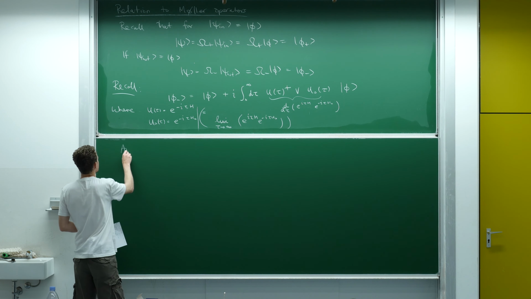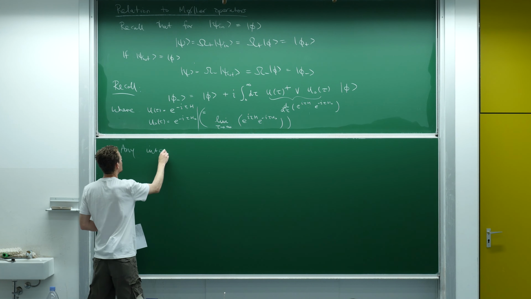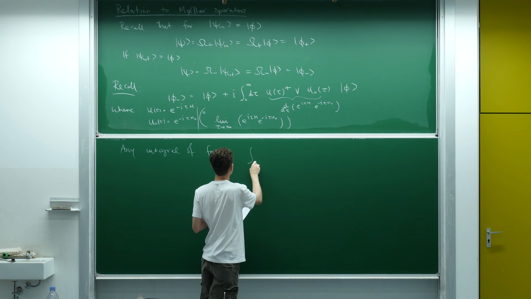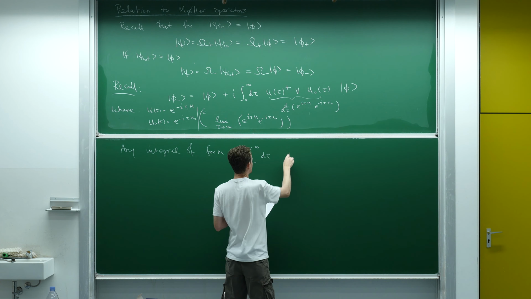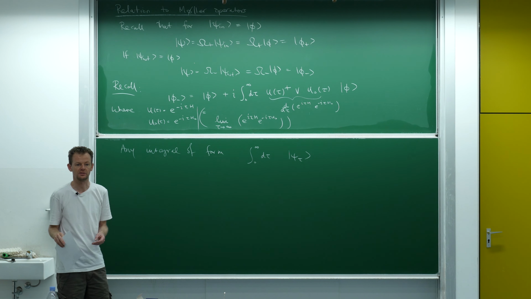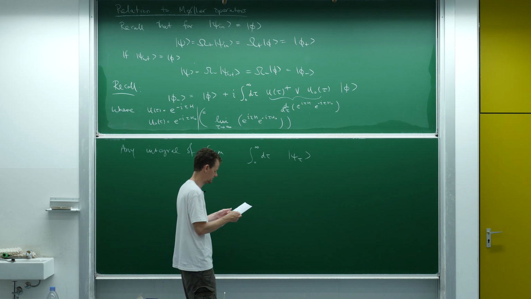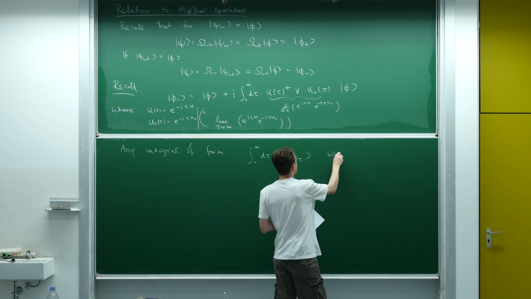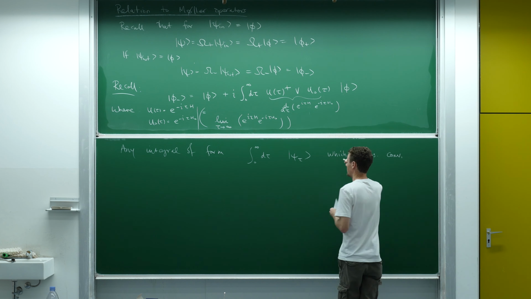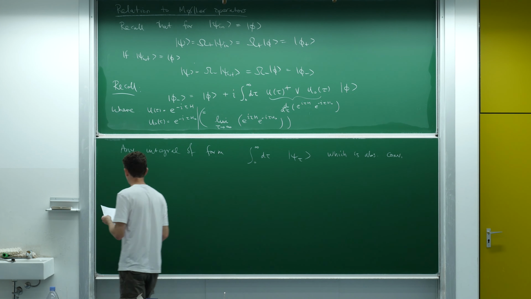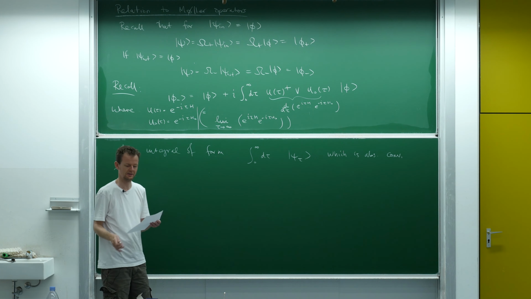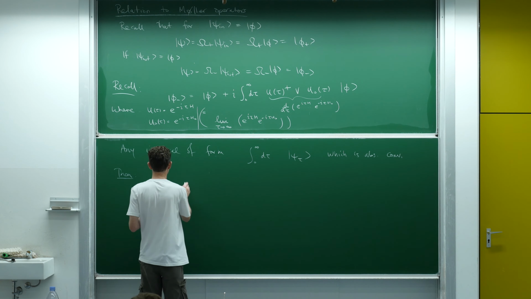Now let's note something interesting. If you have an integral of the form integral of some state vector psi tau from 0 to infinity, and that is absolutely convergent, then you're allowed to add in a little bit of a convergence factor and you'll get the same answer.